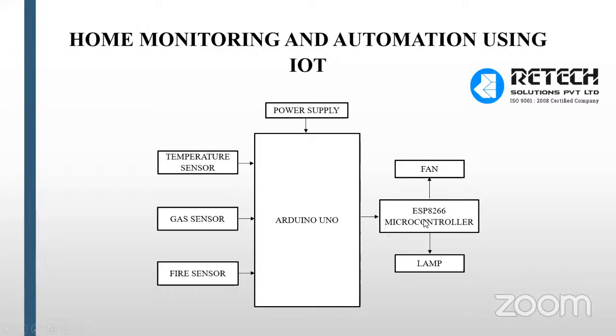Based on this data, I can control the devices from anywhere in the world, like a fan or lamp. Home monitoring means I read the home values, like temperature, gas, and fire sensor. You already know how to read the sensor data in Arduino IDE software. Then the data is uploaded to the ESP8266 microcontroller, and based on that data we can access the home devices like lamp and fan. These are prototyping projects for final years. This is one simple example of IoT based monitoring and automation.